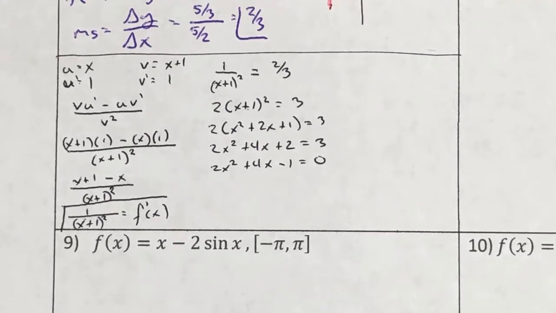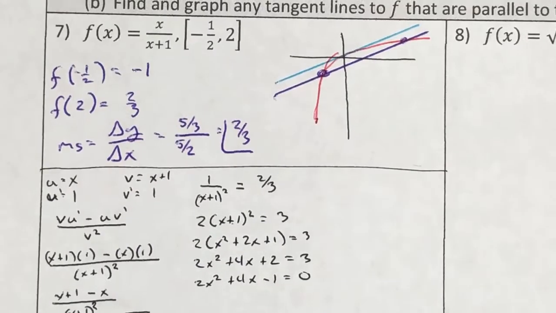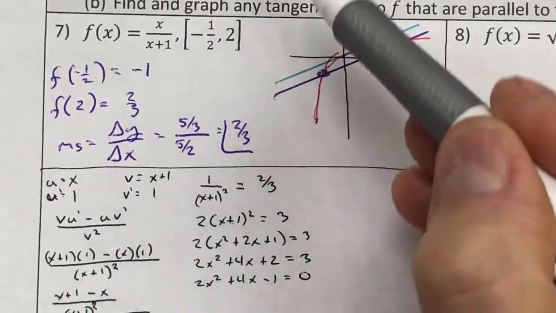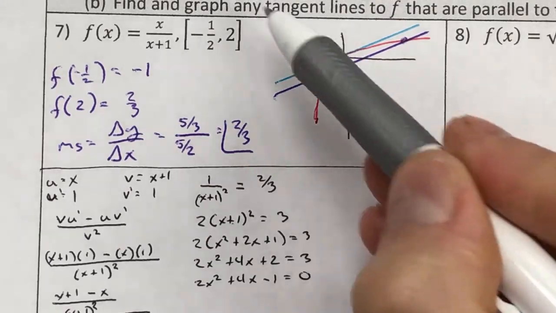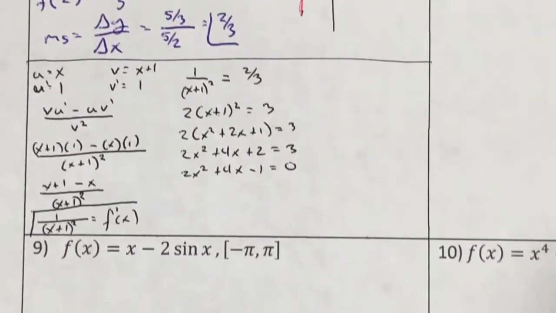So what I'm seeing here is that I'm going to get two possible answers. And if we know what's going on with the graph, we know that this rational function is going to have another slope over here, where I'll have another tangent point, but it's going to be out of our interval, so we're not too worried about that.